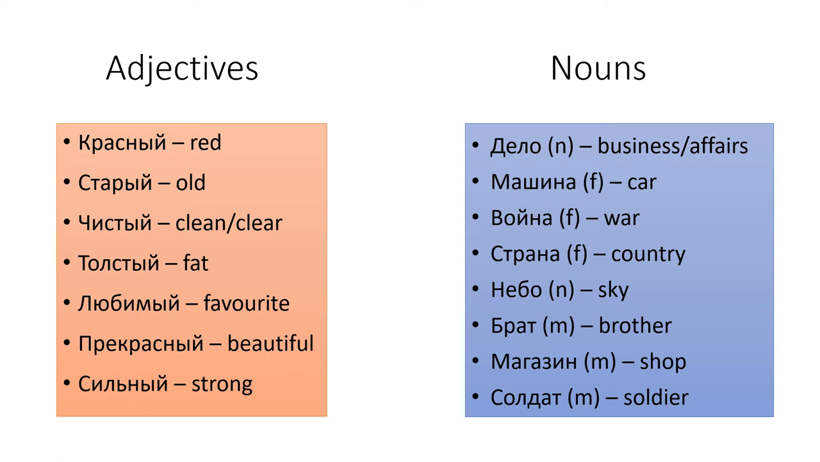Then we've got толстый. In case you're wondering, that is related to Tolstoy. His last name basically meant fat, and a lot of the Russian authors have last names with real meanings. So толстый, fat. Любимый, favorite. Прекрасный, meaning beautiful. And then lastly we've got сильный.